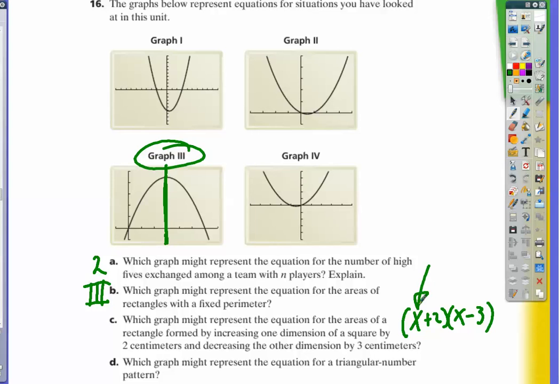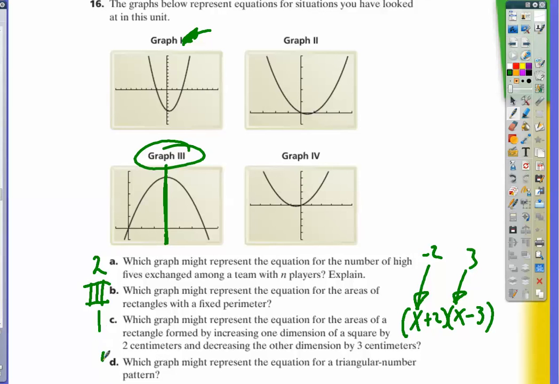So my x-intercepts, using that method again, what's going to make this 0? Well, negative 2 plus 2 is 0. Over here, 3 minus 3 is 0. So which graph has x-intercepts of negative 2 and 3? That would be this one here. So we have graph 1.